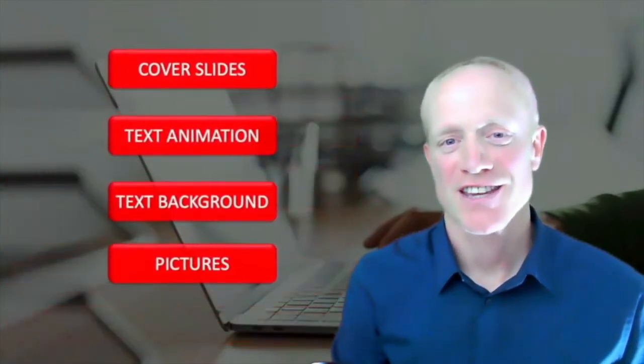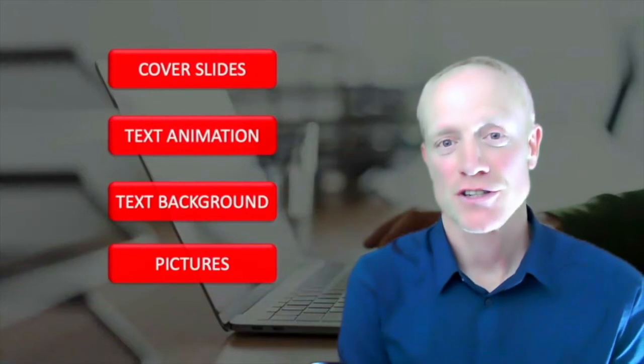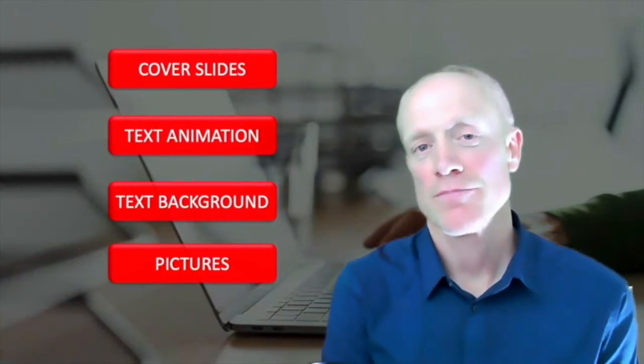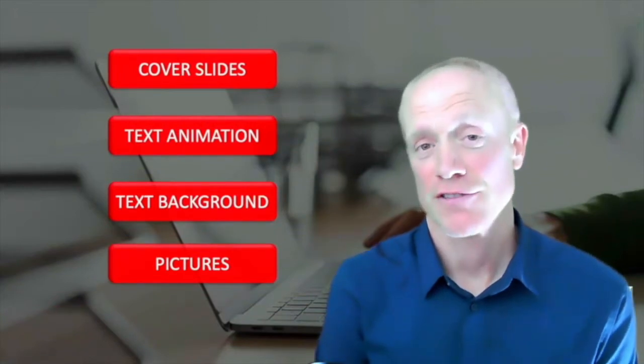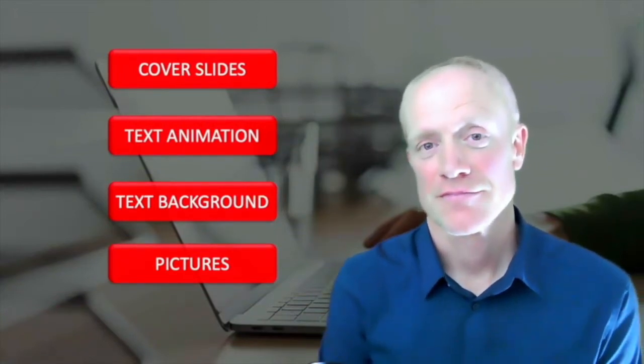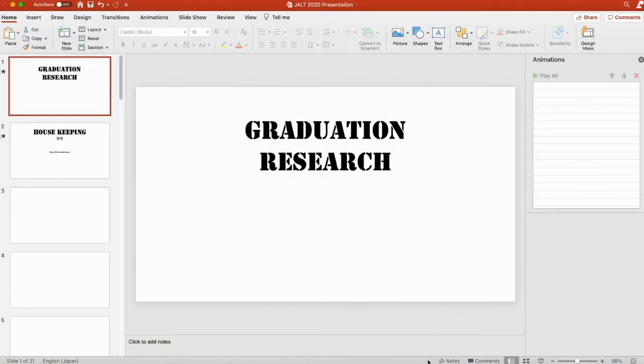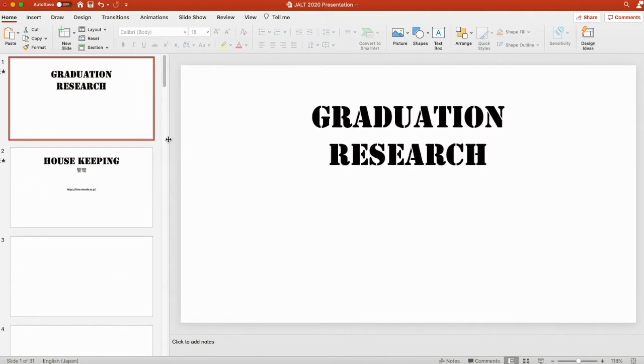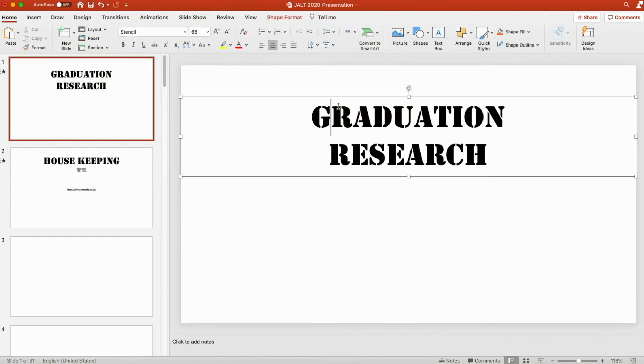First things we're going to look at is cover slides, text animation and background for your text, and also inserting pictures, using pictures effectively. Okay, so here we've got a very basic slide, or two slides, and we're gonna liven these slides up using animation for the text and also background for the text too.